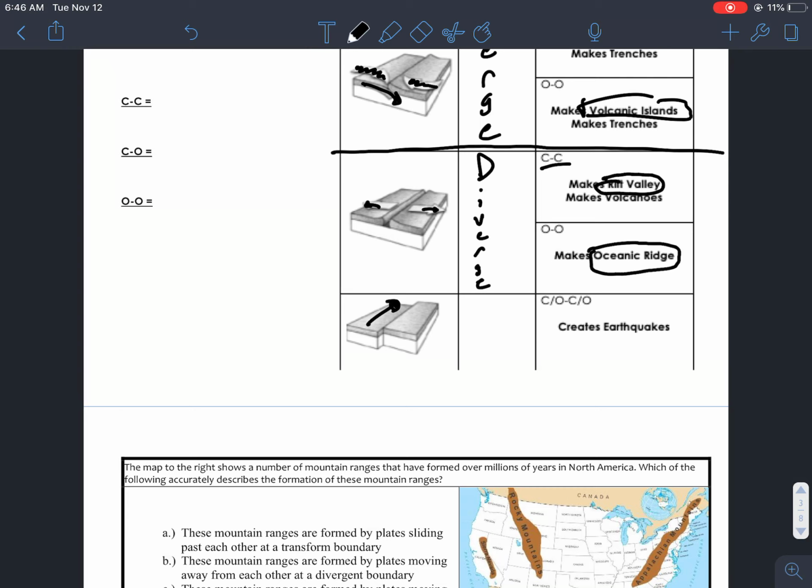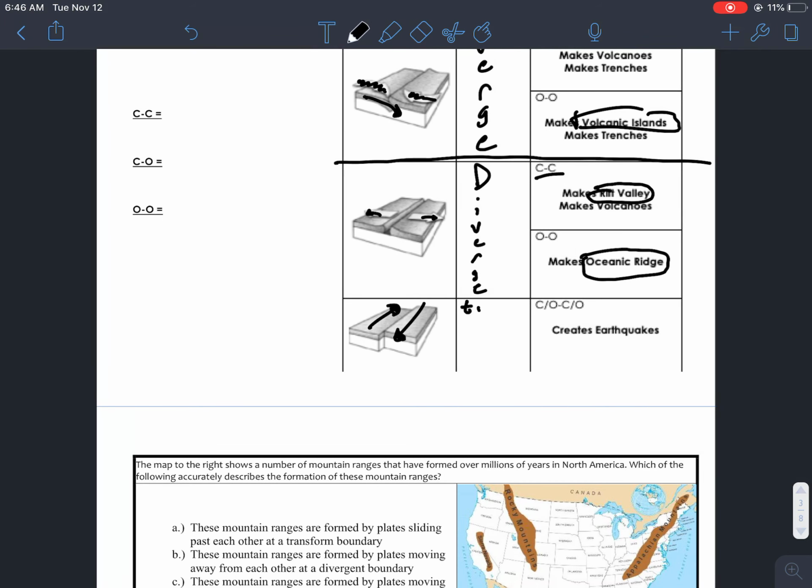Draw an arrow going up like that and an arrow going down like that. I want you drawing those two arrows on your piece of paper. And then what I want you to write inside this box is going to be smaller. I want you to write transform. I'm going to write trans-form. A transform boundary. And this really matters, so I want you to put 4 stars around it. Transform boundaries create earthquakes. That's all you have to remember. If there is a transform boundary, an earthquake is created.